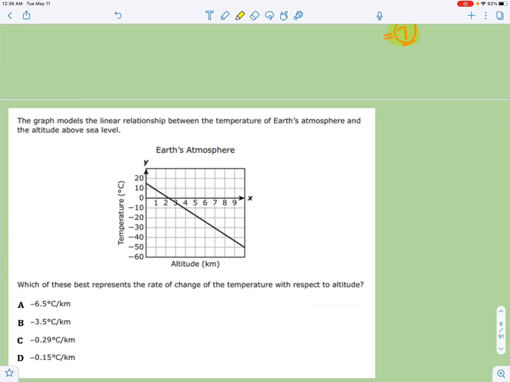We're given a graph here, and it says which of these best represents the rate of change. And I know you're like, Miss, you didn't even read the problem. Nope, because it said rate of change. So I know all I got to do is find the slope. So I identified this point here, the point (0, 15). And what's another point? This point here is (10, negative 50).